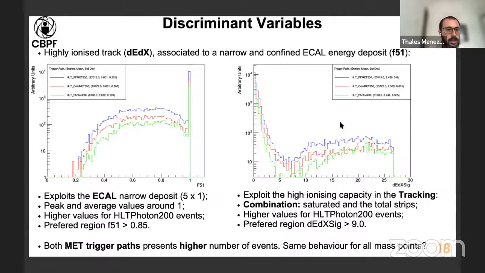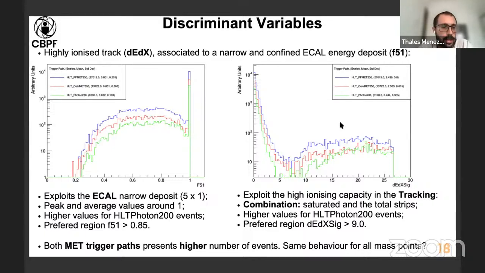About the quality of events, you can just have a quick look at the values of such measurements or distributions, and they are quite similar. For the F51 they are similar, while for the IDX there is a significant difference: we have 2.5 in comparison to 3.2, so it's, let's say, a significant difference between the two sets of quantities. But for all the mass points, this behavior will be carried through.